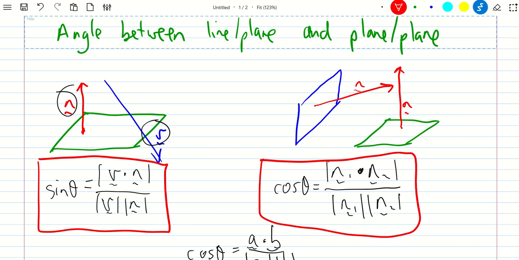Hope that makes sense. I'm sure you can substitute those values into different questions and be able to find angles between those. Enjoy.